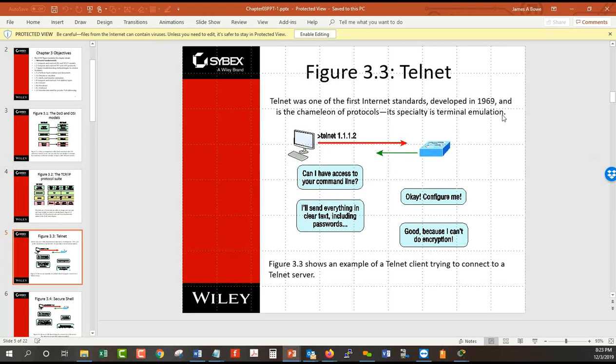You should be familiar with the different protocols. Not only familiar with the different protocols and what they do, but also what port numbers they use. I will be asking about port numbers, so make sure that you know your port numbers, please.